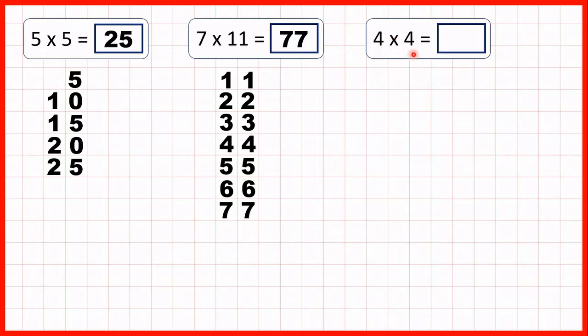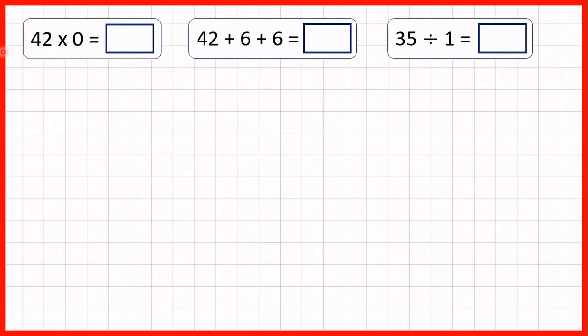Now 4 times 4, so we can count up in 4s 4 times. So we have 4, 8, 12, and the fourth one is 16, so that's our answer. Now 42 times 0. Anything times 0 or 0 times anything is going to be 0, so that's our answer. Remember, any number times 1 is just the number, and any number times 0 is 0.